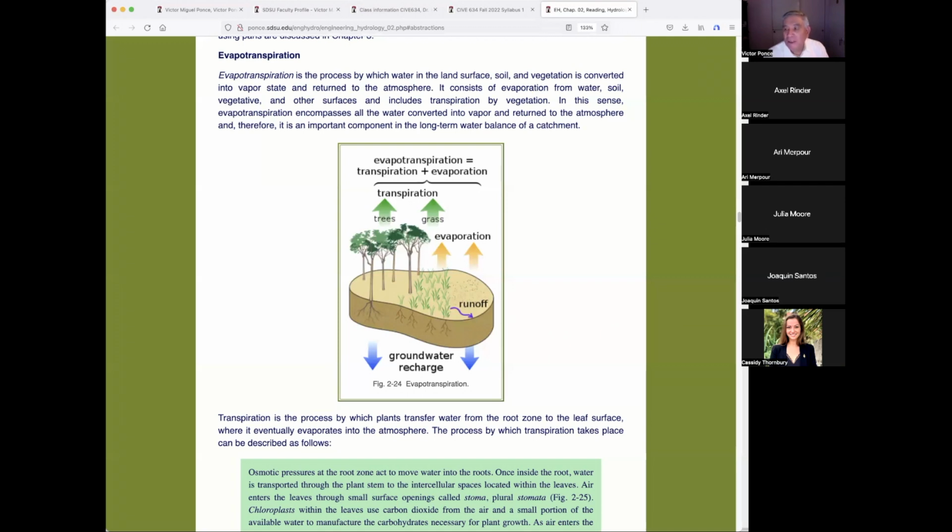That is correct, evapotranspiration. So evapotranspiration is the process by which water is converted into vapor state and returned to the atmosphere. It consists of evaporation from water, soil, vegetation, and other surfaces. In this sense, evapotranspiration encompasses all water converted into vapor and returned to the atmosphere, and therefore it is an important component of the long-term water balance of a catchment.